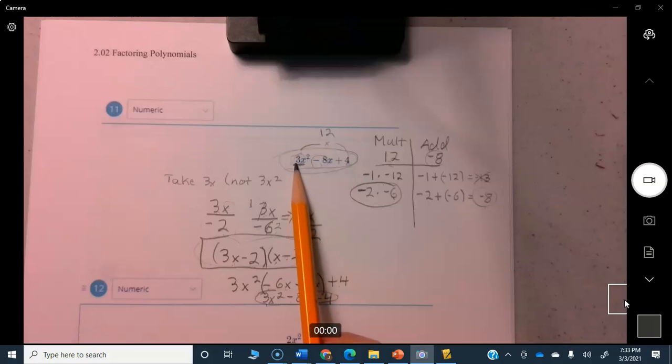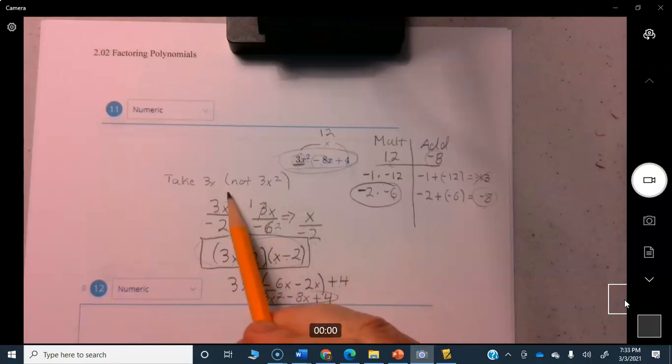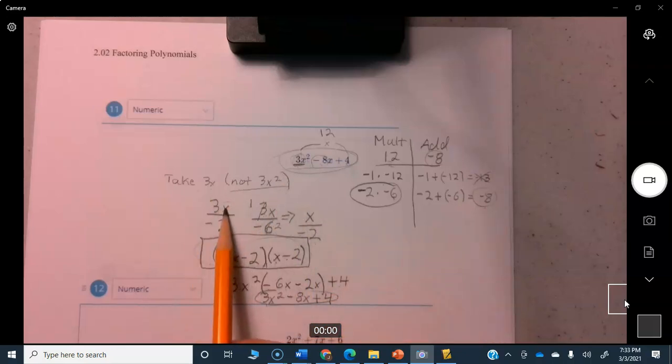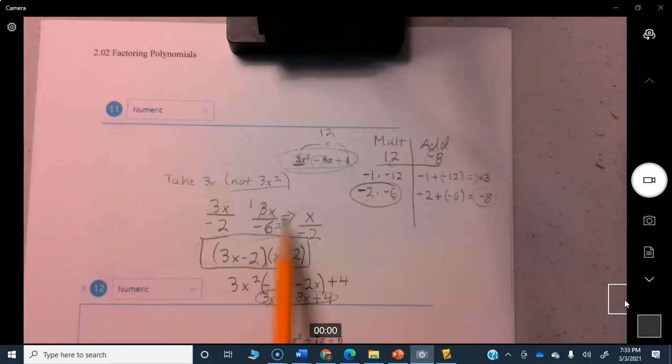You take the 3x, the first coefficient, and that variable x. You do not use the squared, so that's why I wrote this. And you place 3x over this number, -2, and you place 3x over this number, -6. So 3x over -2, 3x over -6.